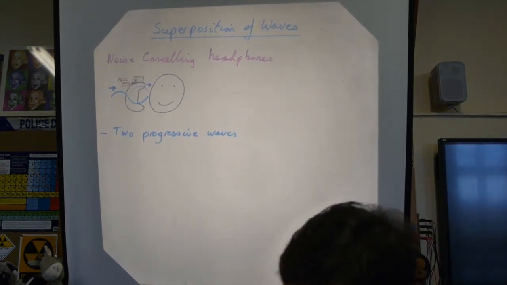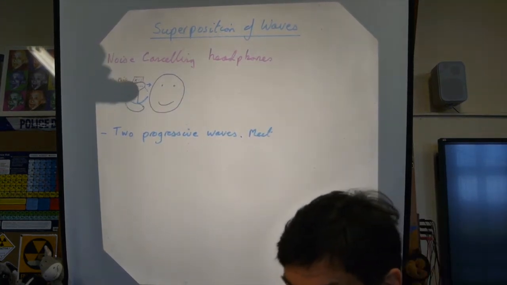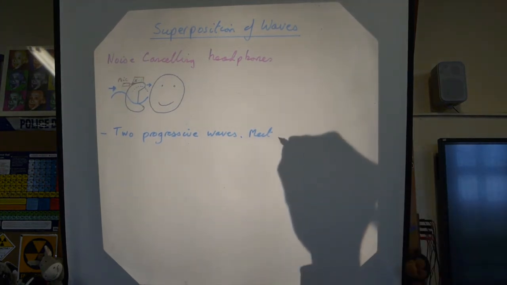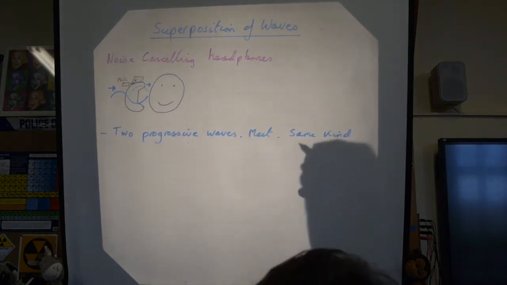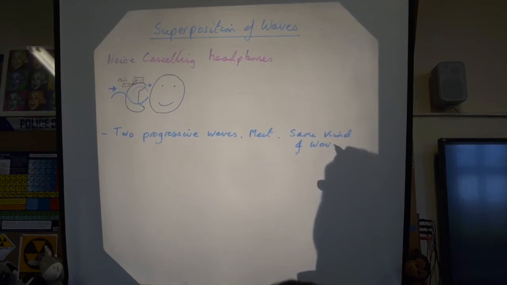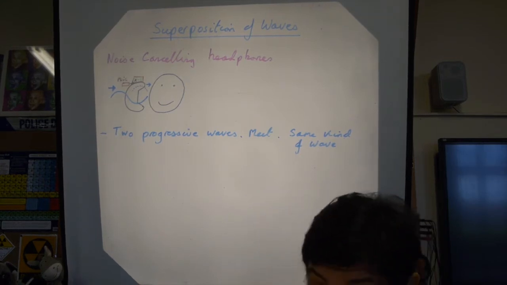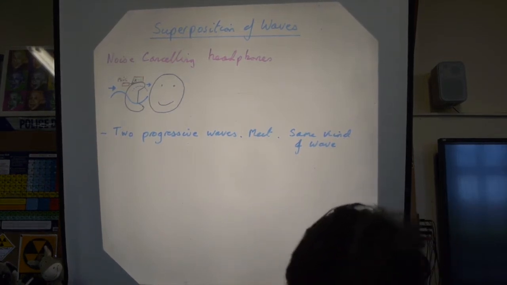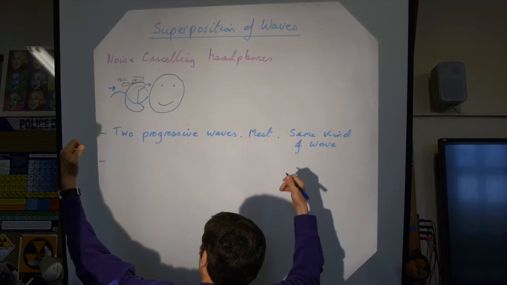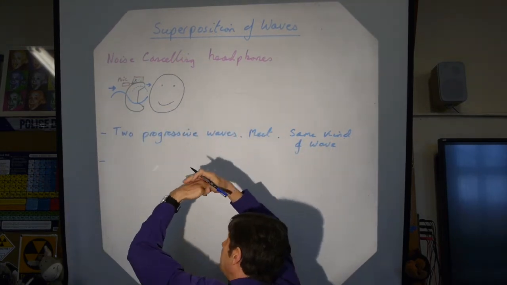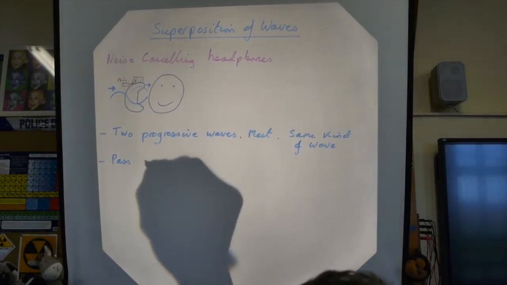That's the first thing. They have to meet at a place in space, in this case at our ear. And this is obvious, they have to be of the same kind of wave. So this isn't going to happen with a light wave and a sound wave. It has to be, in this case, two sound waves, but we could do it with two light waves. They obviously have to pass through each other. Here they look as if they're on top of each other, but we can get the waves meeting head on and then carrying on, passing through each other. So the waves pass through each other.